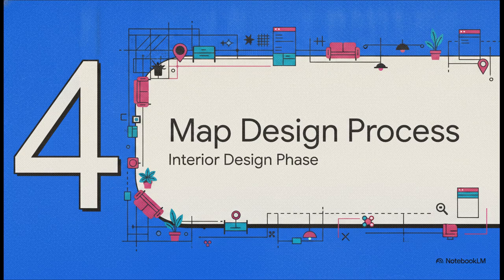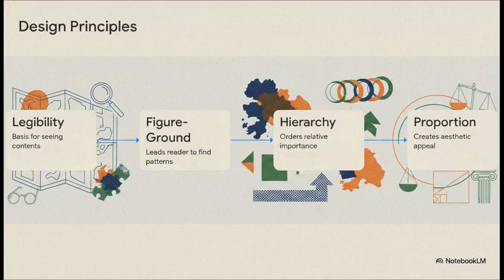Which brings us to section 4, the map design process. The structure is up, the walls are all in place. So let's step inside and move on to the interior design phase. We want to make this thing functional, intuitive, and honestly, genuinely beautiful. These are your 4 primary design principles, and they totally dictate the visual layering of your map.